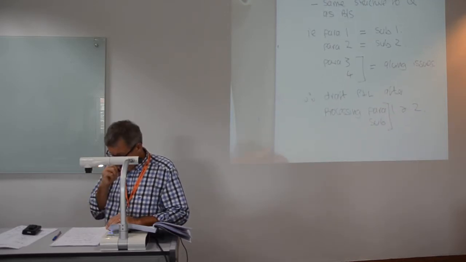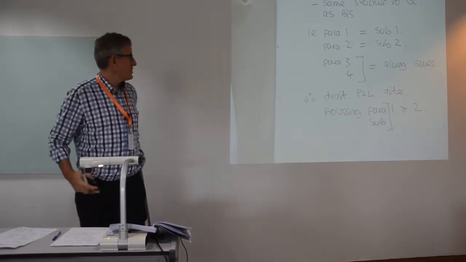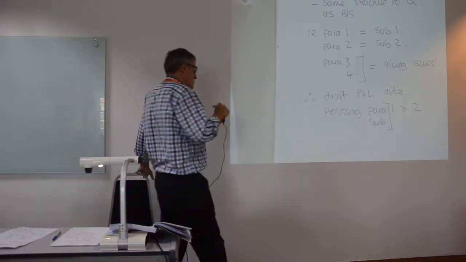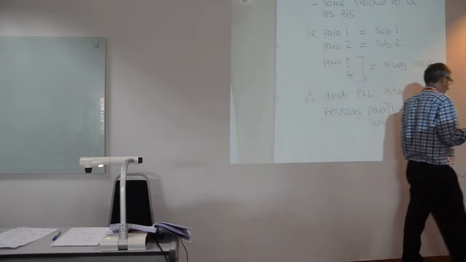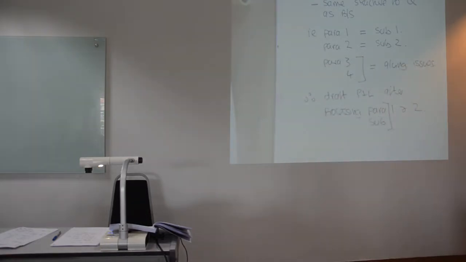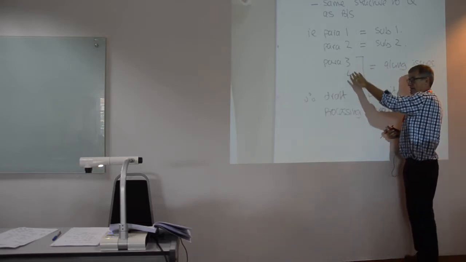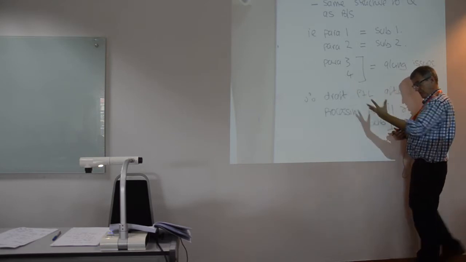So it's the same structure to the question as a balance sheet. I would do paragraph 1, first sub, paragraph 2, second sub, then I'd open up my final answer, P&L, and I would start to prepare my P&L as best I could. Then I would come back and sort out paragraph 3 and paragraph 4 for accounting issues.